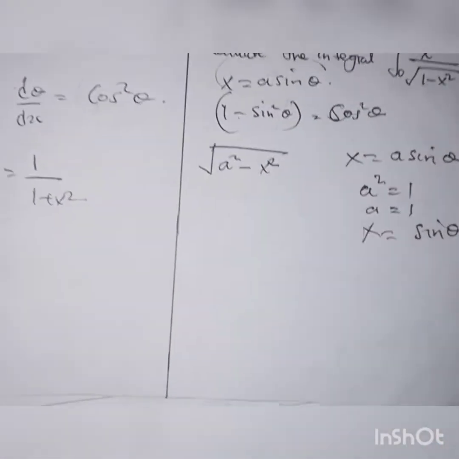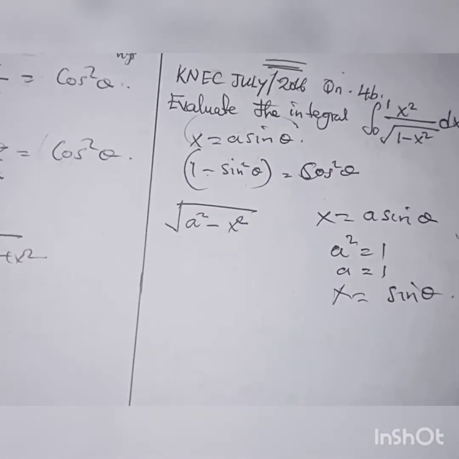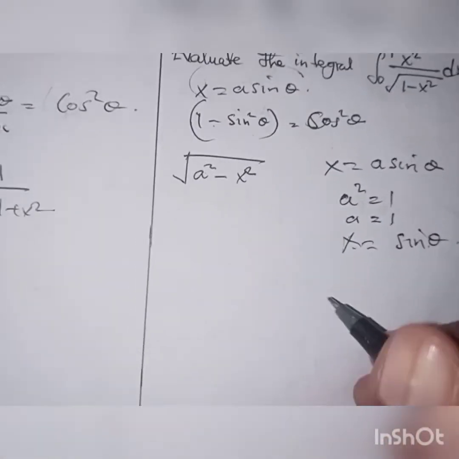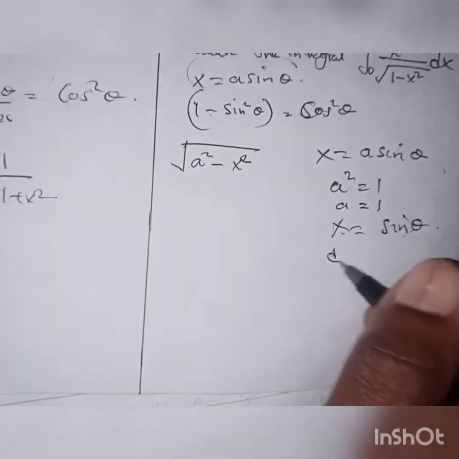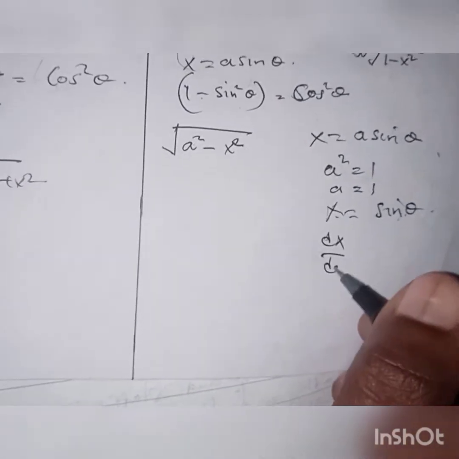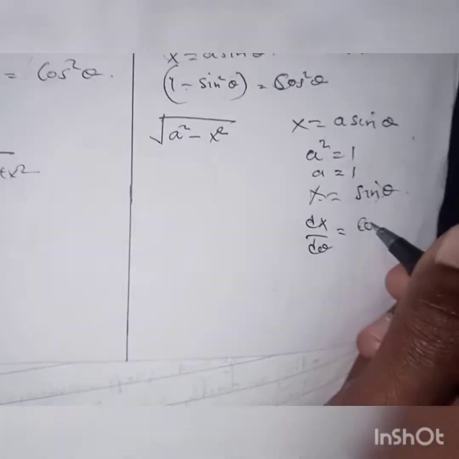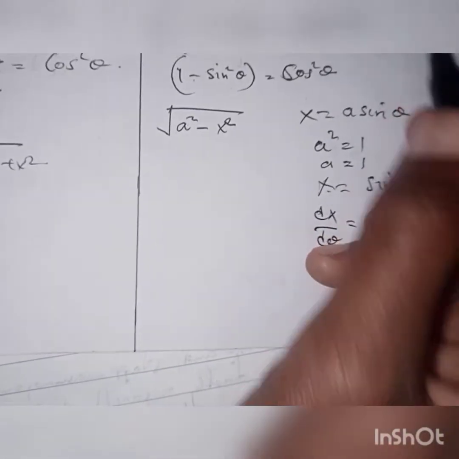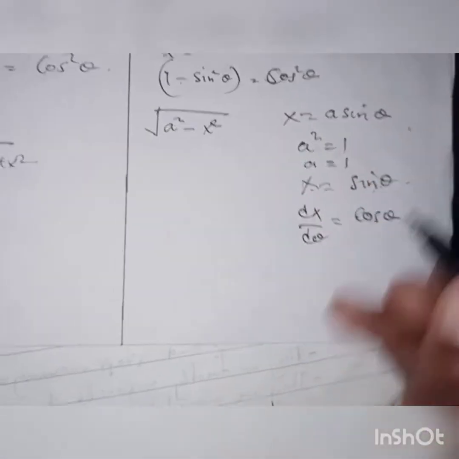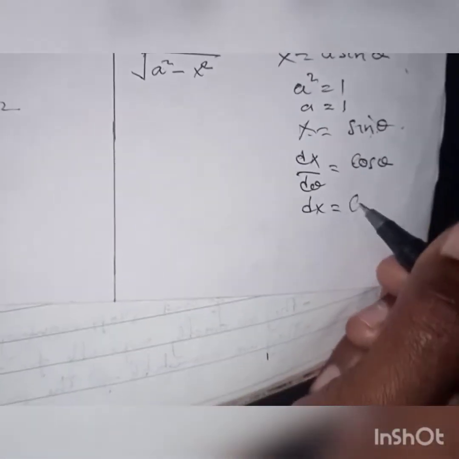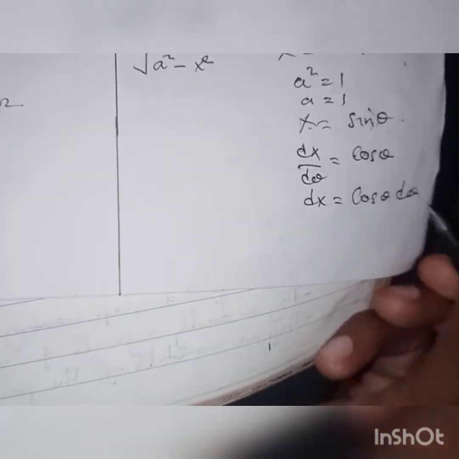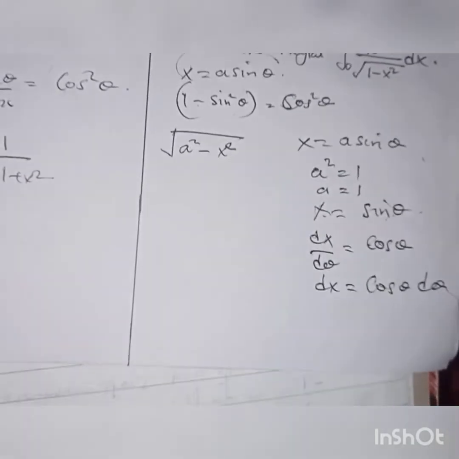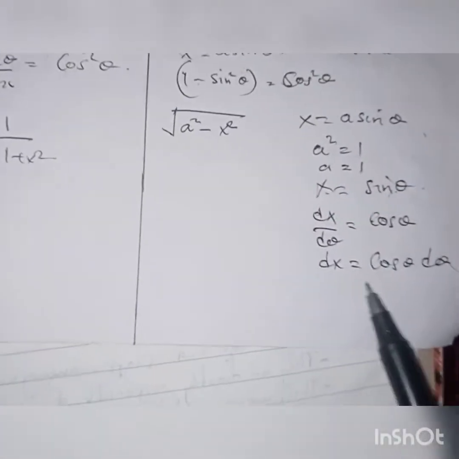Now let's come to our question. How to substitute there? If x goes to sine theta, then differentiating this function with respect to theta, dx d theta is cos theta. But we want dx, since we want to substitute dx there, so our dx should be cos theta d theta. That is our derivative.